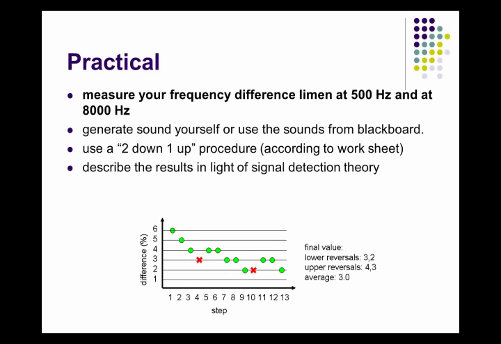And depending on whether they're right or wrong, I want you to follow exactly this 2 alternative forced choice, 2 down, 1 up procedure, according to this worksheet. And that gives you a threshold level that is your just detectable difference for frequencies. Criterion free. So that's a quite cool experiment. It should only take about 5 minutes, well, if you know what you're doing. And I want you to describe that and understand that.